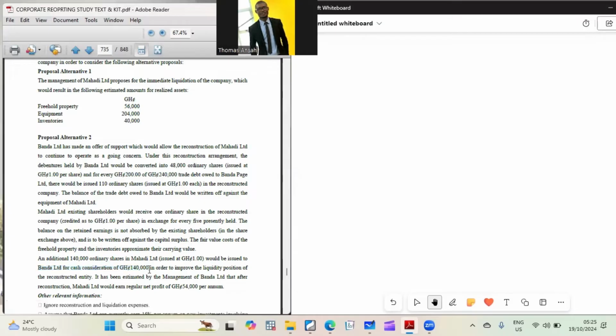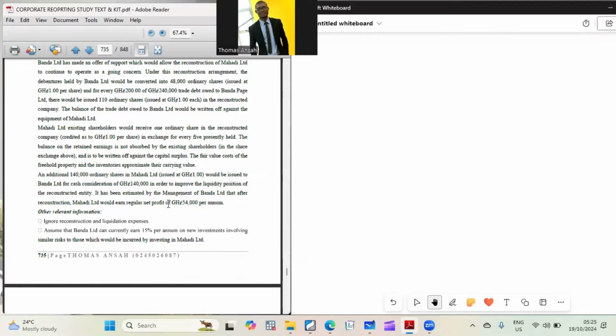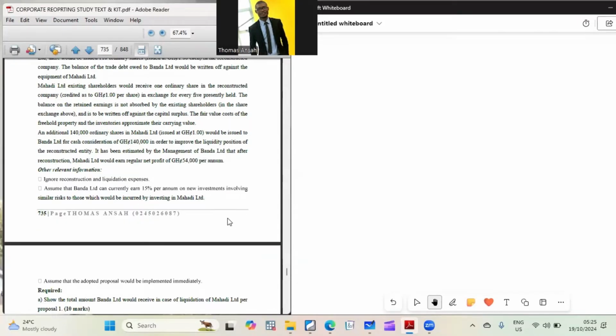Then, in order to improve the liquidity position, it has been estimated by the management of Banda Limited that after the reconstruction, Mahadi will earn a net profit of 54. When you get this, it means you will be likely to do earnings per share. It means that if they do the reconstruction, profit will improve from negative to a positive 54,000 per annum. So this one, they can even give you a cost of capital for you to do the perpetuity present value or the annuity present value of the money.